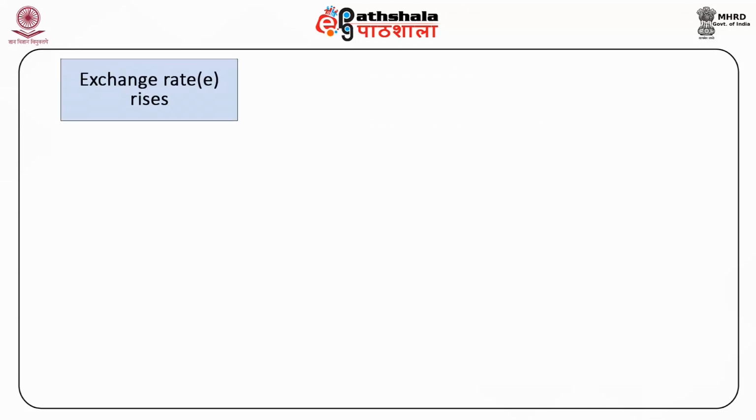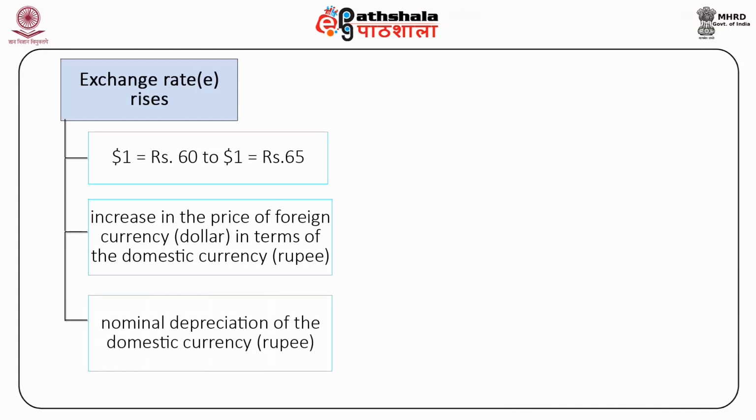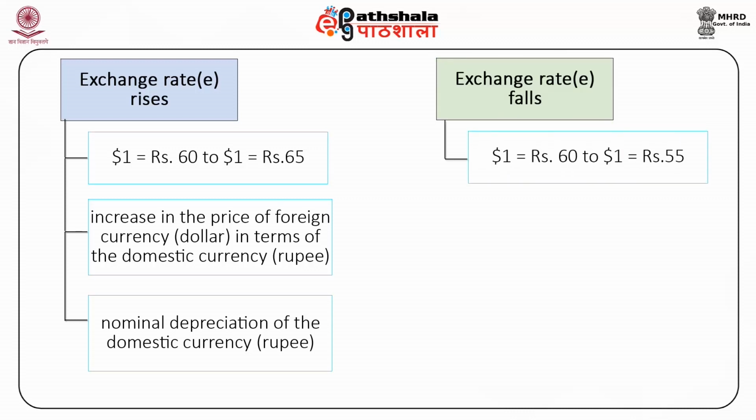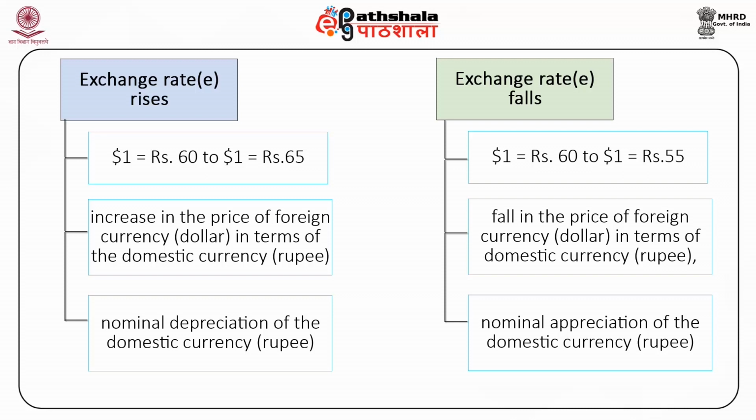When the nominal exchange rate E rises, say from $1 equals rupees 60 to $1 equals rupees 65, there is an increase in the price of foreign currency, dollar, in terms of the domestic currency, rupee, and there is a nominal depreciation of the domestic currency, rupee. When E falls, say from $1 equals rupees 60 to $1 equals rupees 55, there is a fall in the price of foreign currency, dollar, in terms of domestic currency, rupee, and there is a nominal appreciation of the domestic currency, rupee.